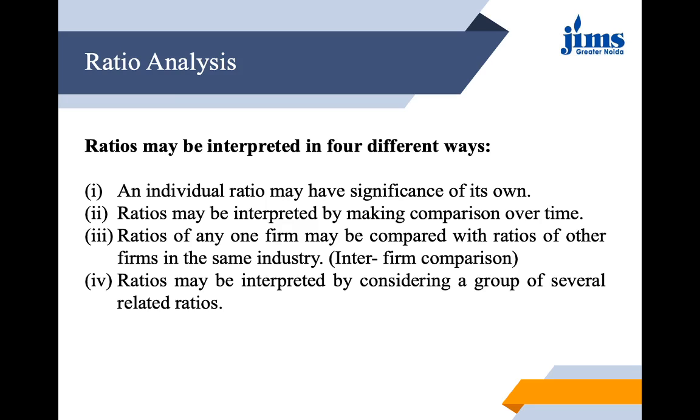Then third, ratios of any one firm may be compared with ratios of other firms in the same industry, meaning inter-firm comparison basically. Here we can take an example: the efficiency of a firm can be compared to the efficiency of other firms. Like suppose we see the cosmetic industry. Company A Limited has 20% return on capital employed, whereas B Limited has only 12% return on capital employed.